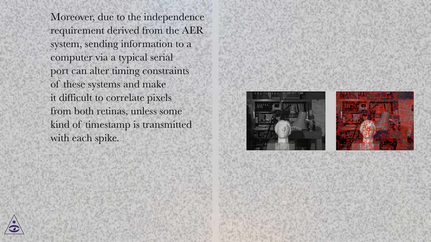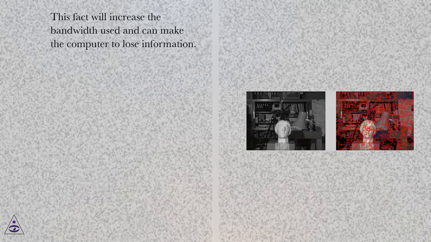Moreover, due to the independence requirement derived from the AER system, sending information to a computer via a typical serial port can alter timing constraints of these systems and make it difficult to correlate pixels from both retinas, unless some kind of timestamp is transmitted with each spike. This fact will increase the bandwidth used and can make the computer lose information.